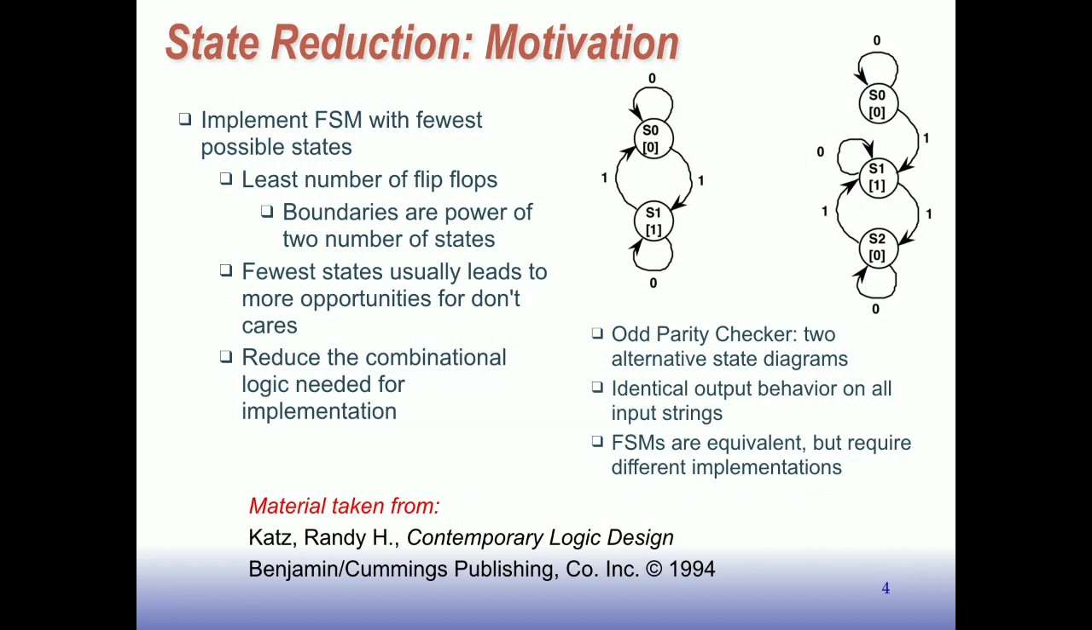The number of register bits changes on boundaries of powers of 2. If we have 8 states, we need 3 bits in the register, because 2^3 is 8. If we have 6 states, we still need 3 bits. If we have 5 states, we need 3 bits. If we drop down to 4 states, all of a sudden we're down to 2 bits.